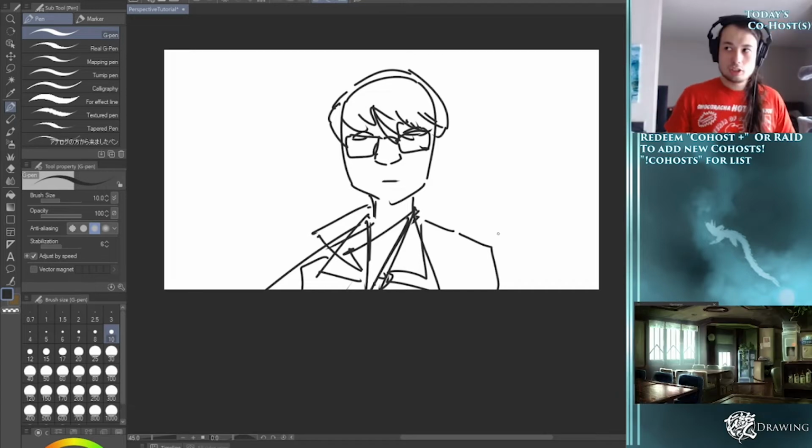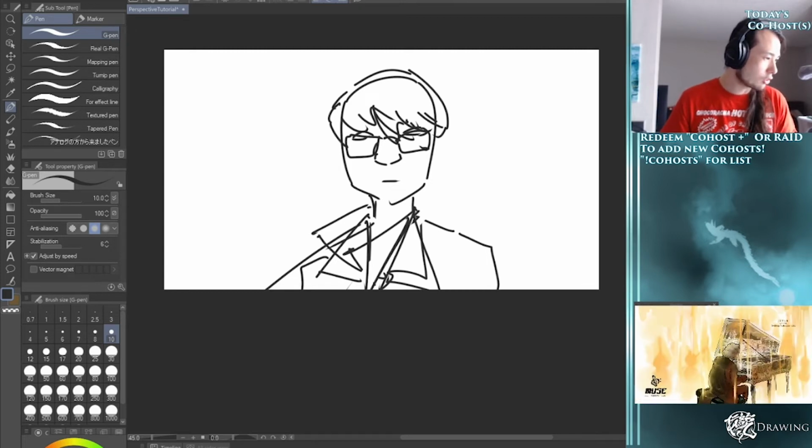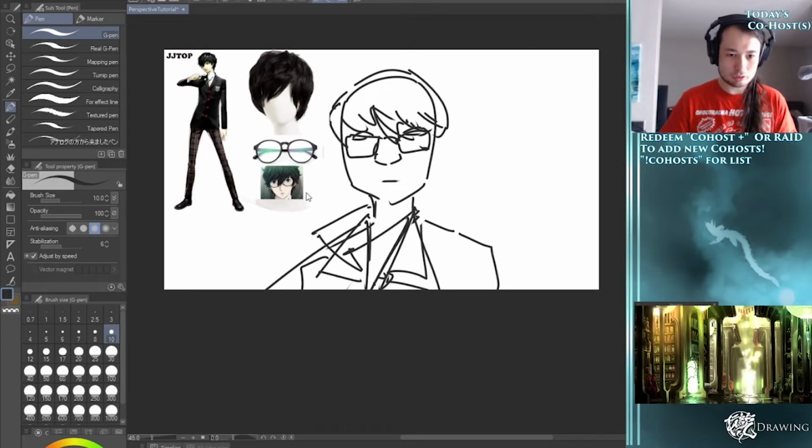Needs the glasses. But the point is, avoid that. Avoid symmetry in everything that you draw. I mean, let's look at it. Let's take a quick look at Persona 5's hot and sometimes eligible bachelor, Akira Kurusu.